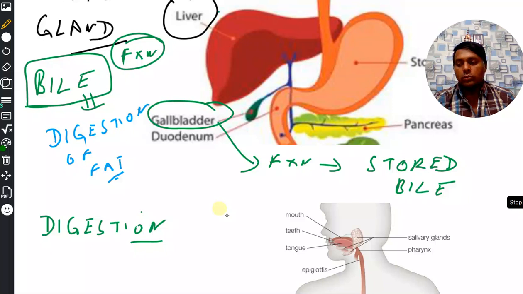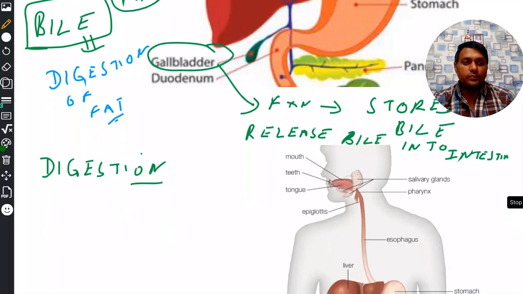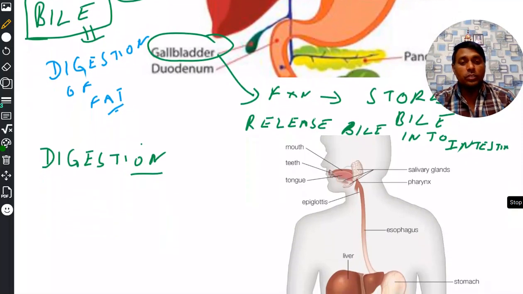So what does it do? It releases the bile into the first part of the small intestine in small quantities. So the function is to release bile into the intestine. Let me move further. Is it clear to you? I will ask you a question at the last.